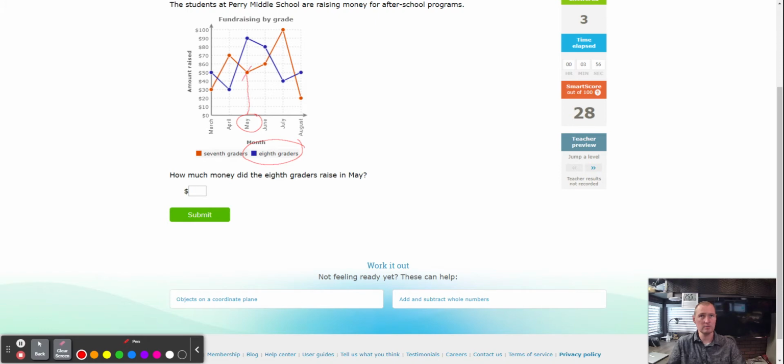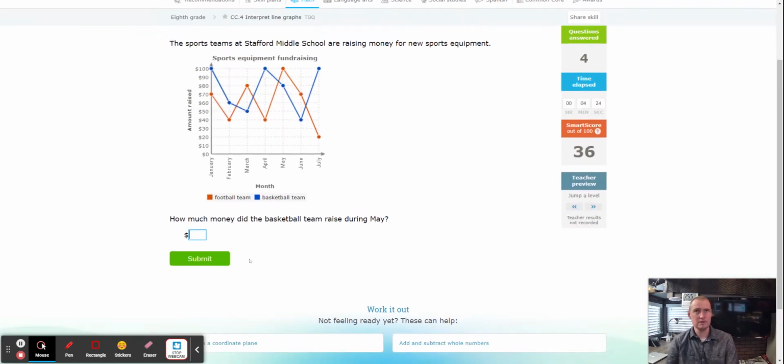Uh-oh, we hit a line. But that's 7th grade. We don't want that one. So we're going to pass that. Don't exit out. We don't care. And bam, we hit the purple line right there. And by going to the left, we're going to locate and notice that we're at $90 raised. So in May, the 8th graders only raised $90. So on this particular graph, all the 7th graders are extra information. We don't need it. We're not using it. So 8th grade only.